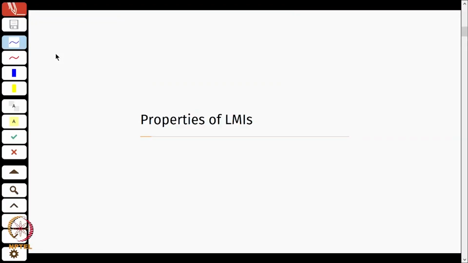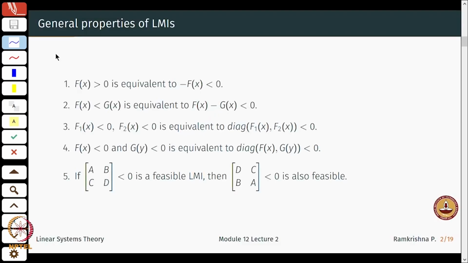Okay, so before we start, just a few properties of LMIs that I would like to list out. If I say that f(x) is greater than 0, this is equivalent to saying minus f(x) is less than 0. Similarly, f(x) less than g(x) is equivalent to saying f(x) minus g(x) is less than 0. If f1(x) is less than 0 and f2(x) is less than 0, this is equivalent to saying that the diagonal of f1(x), f2(x) is less than 0.